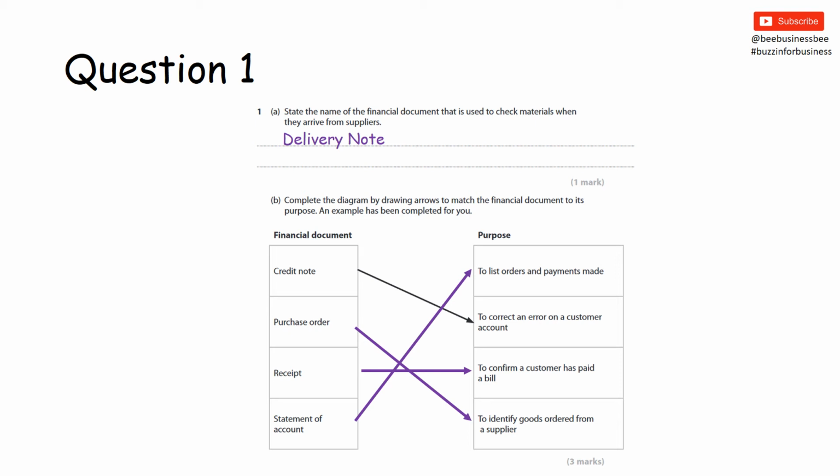The purchase order would be the order that the customer places. So you can see that it says identifying which orders have been placed. Then you've got the receipt, which obviously confirms that you paid. So you only get a receipt when you paid. And remember, the statement of account lists all the orders and payments that you've made.